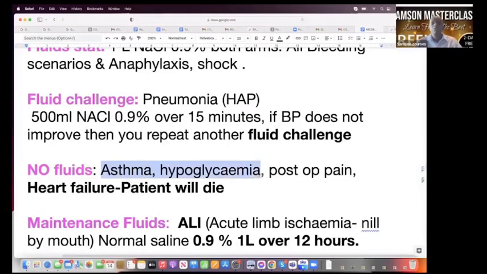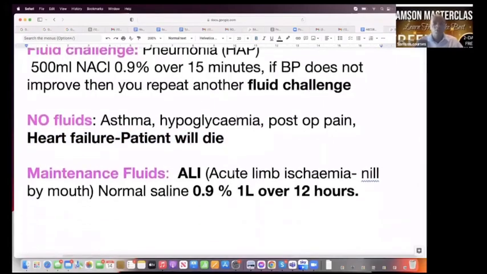Hypoglycemia, we don't need to give fluids, yeah? Postoperative pain, the patient is only in pain after an operation. If he doesn't need the fluids and is able to take orally, do not give IV fluids. Okay, heart failure, dangerous. If you give IV fluids in heart failure, the patient will die, will become unresponsive. So it's not always robotic giving IV fluids. If he doesn't need IV fluids, do not give IV fluids.